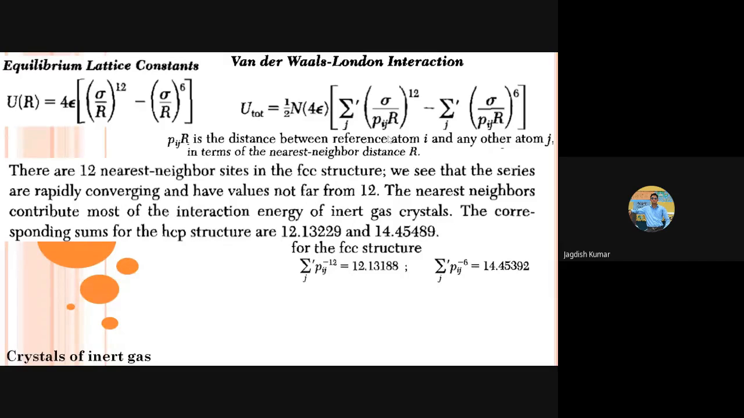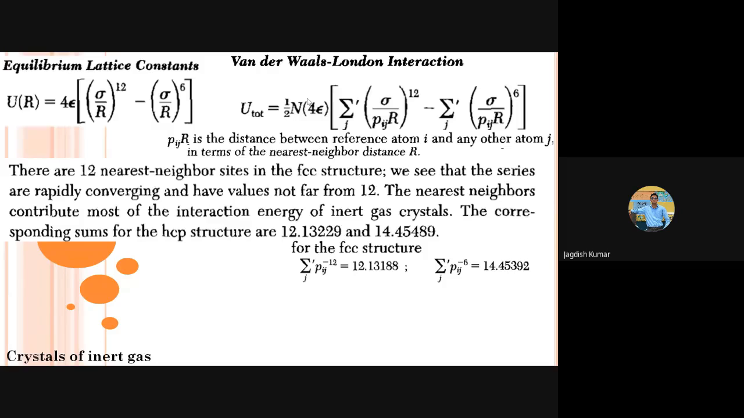That can be obtained by taking a derivative. I'm sorry, I have not put the expression of this one. So U total will be 1 by 2 n 4 epsilon. This whole series, the first term will be 12.13188 into sigma over r raised to the power 12, because that's common, right? Minus 14.45392 into sigma over r raised to the power 6. This will be your total potential energy.